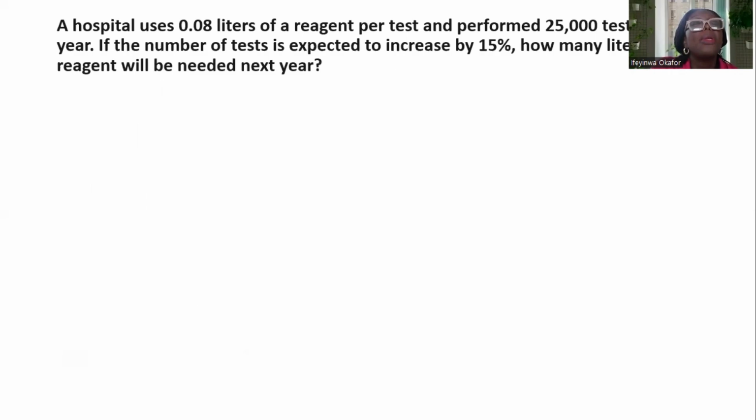Number of tests conducted times usage rate per test times growth factor. Okay. A hospital uses 0.08 liters of a reagent per test and performed 25,000 tests last year. If the number of tests is expected to increase by 15%, how many liters of the reagent will be needed next year.